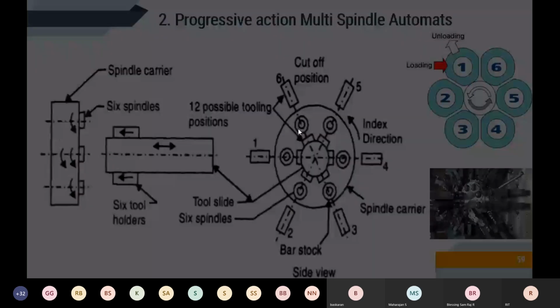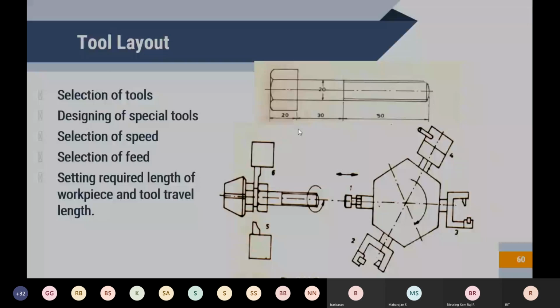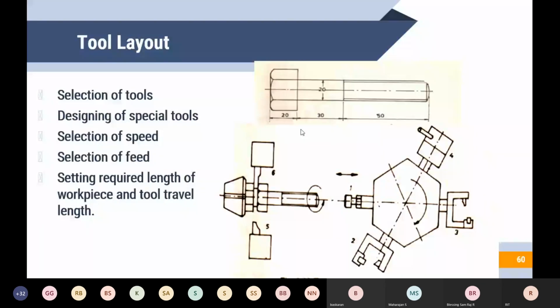And then tool layouts. I think this is the last topic. The selection of tools, designing of special tools, selection of speed, selection of feed, setting the required length of the workpiece and the tool travel length. Before starting the production, we have to follow some work. For example, this planning, operation sequence and preparation of the turret or capstan lathe is termed as tool layout.